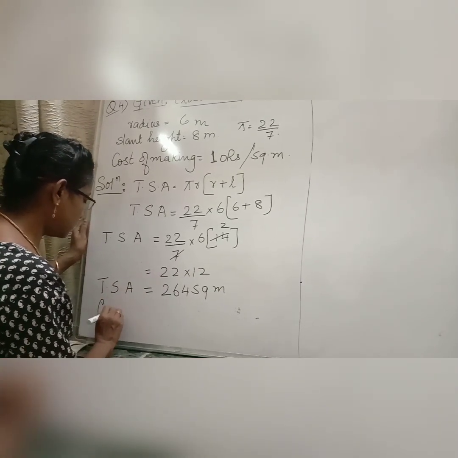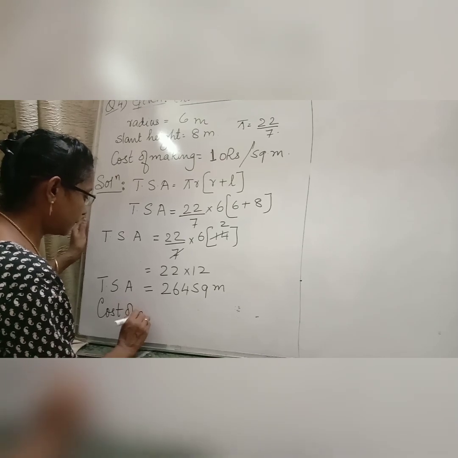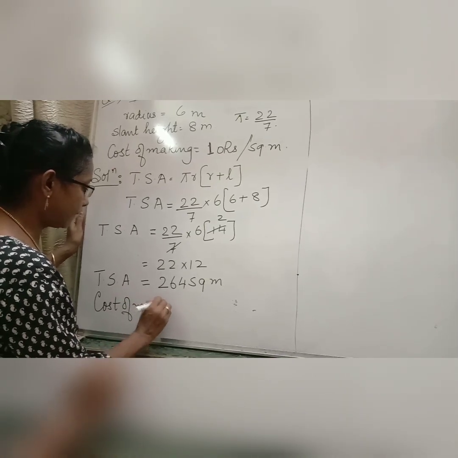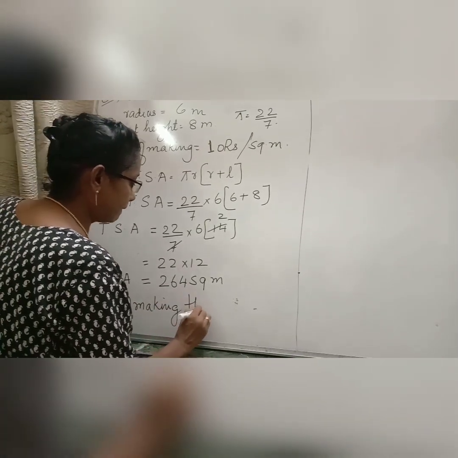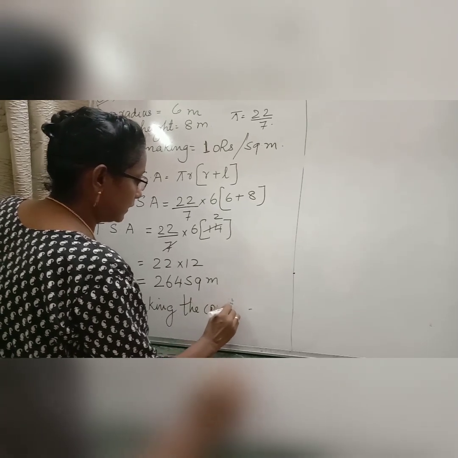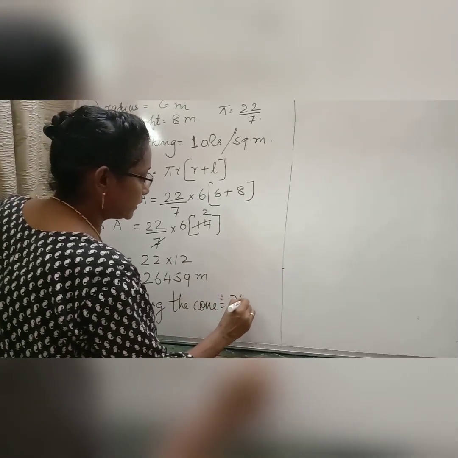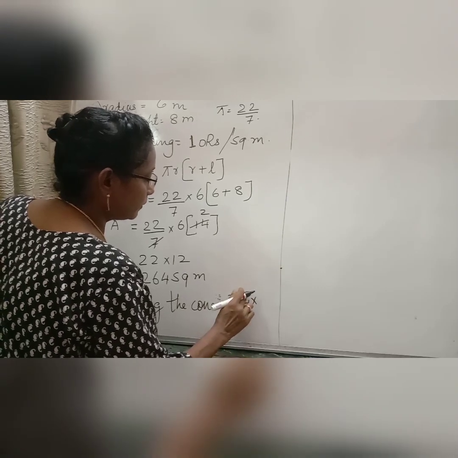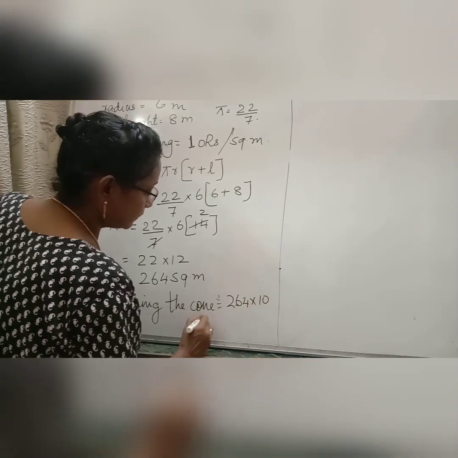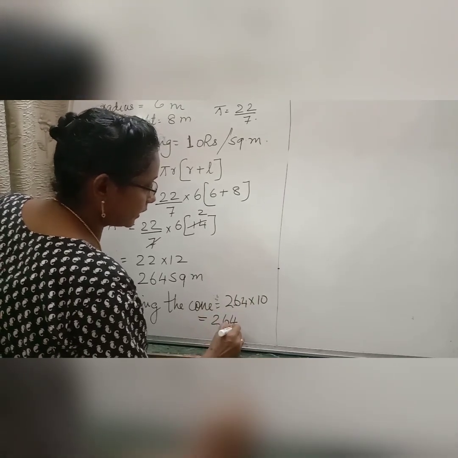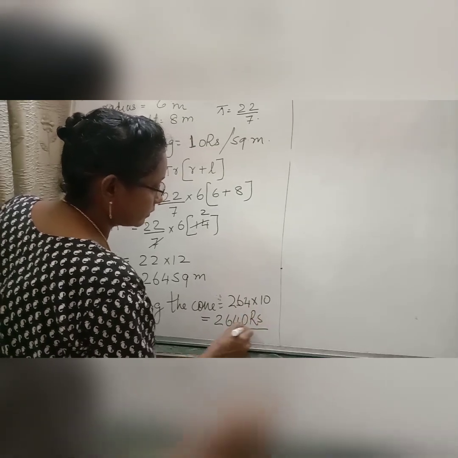So cost of making the cone is equal to 264 multiplied by 10, which is equal to 2640 rupees.